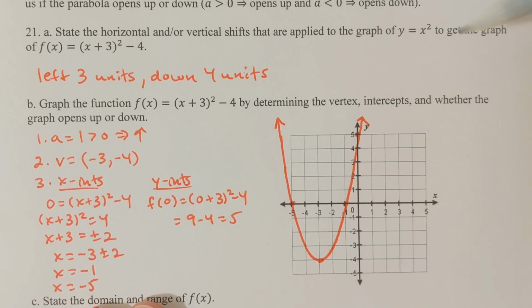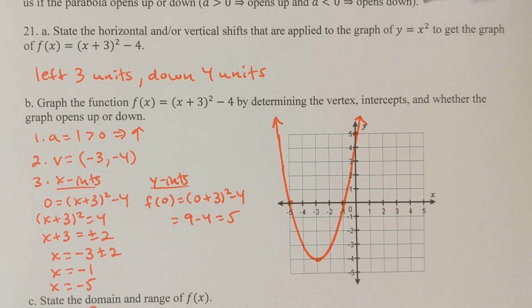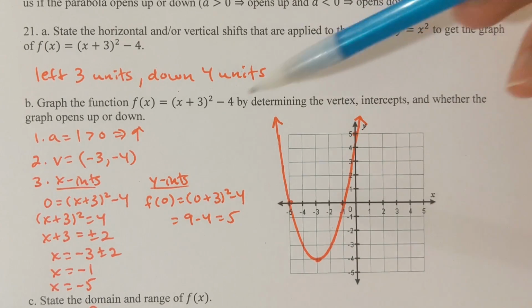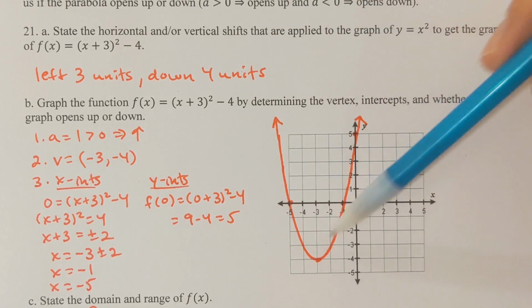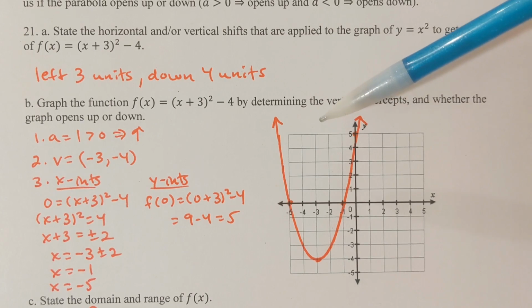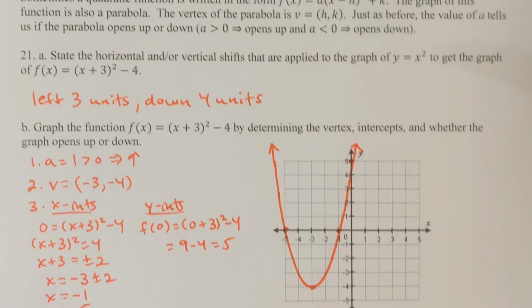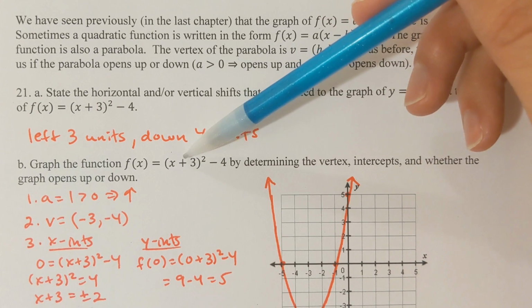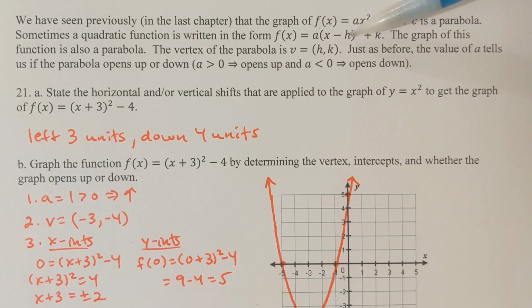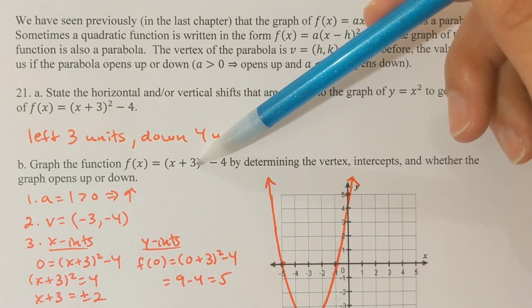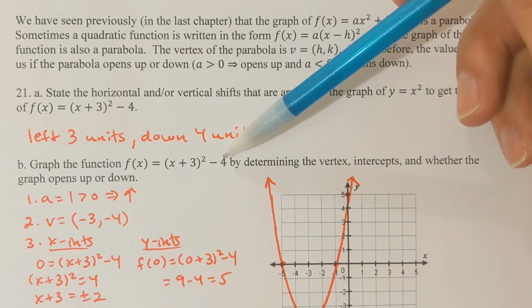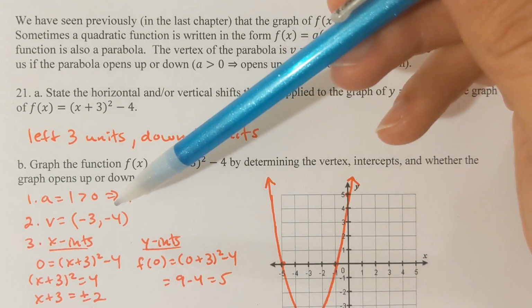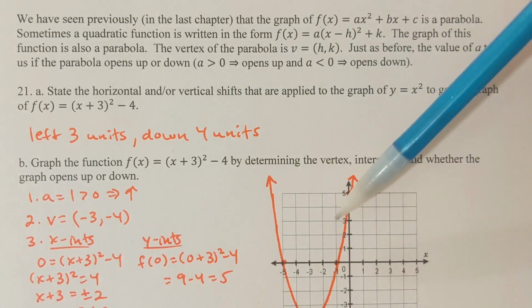So in part B, we're going to graph the parabola. We'll determine the vertex, the intercepts, and whether the graph opens up or down. A is 1 in this problem, so the parabola is going to open up. The vertex would be represented by the point (h, k). The way to think of this is x minus negative 3. H is the number that you're subtracting from x, so I would be subtracting negative 3 to get a plus 3. H is negative 3. K is whatever number is after the squared part, which for us is negative 4. So the vertex in this problem is located at (negative 3, negative 4).